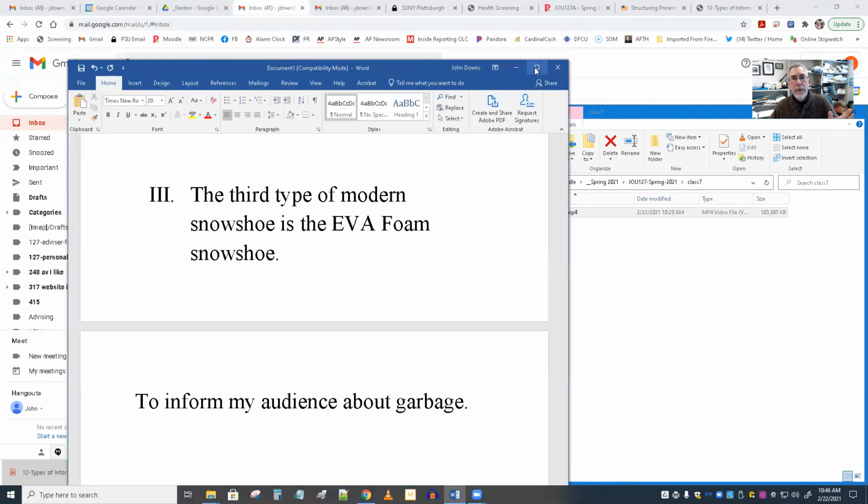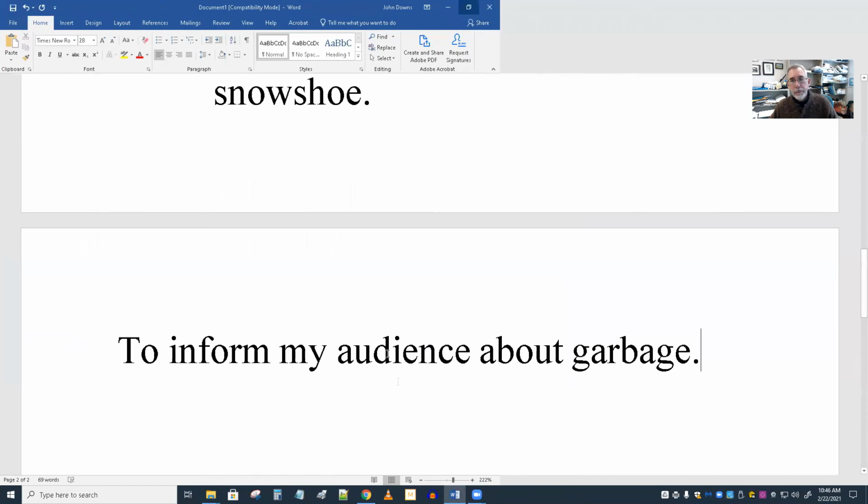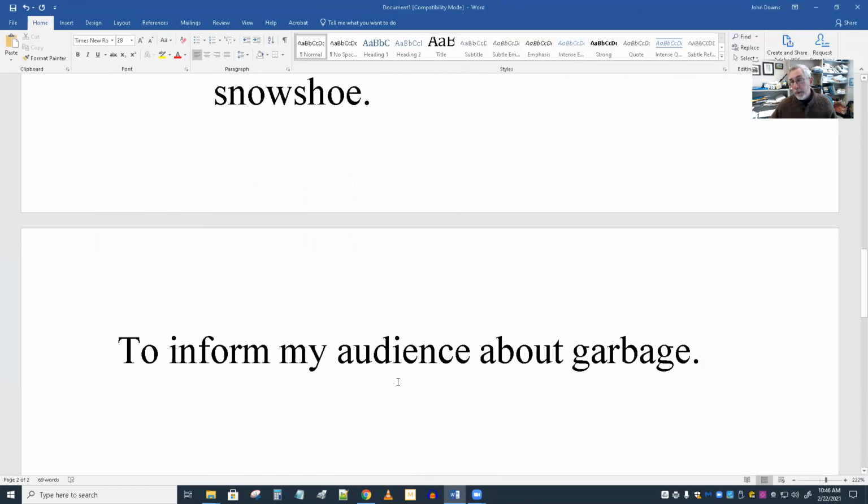Let me expand that out. Okay, good. So what do we do? We have to develop the idea more. So I could say to inform my audience about why they should compost instead of putting stuff in the garbage. And that, of course, is persuasive, trying to change the behavior.